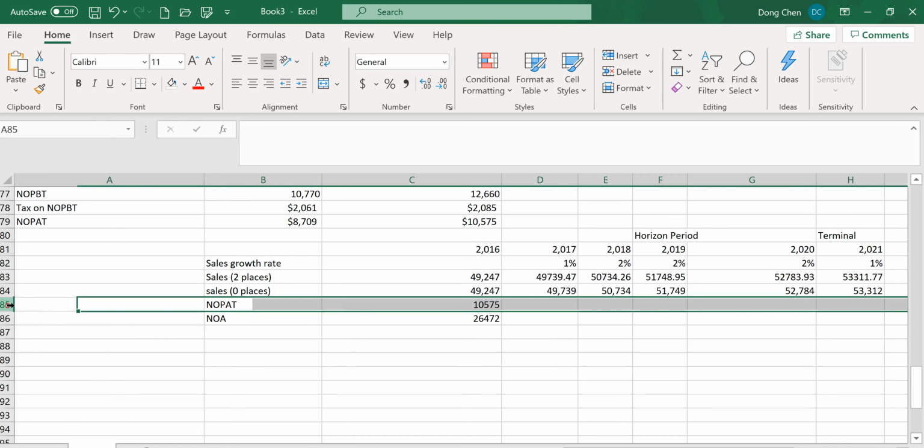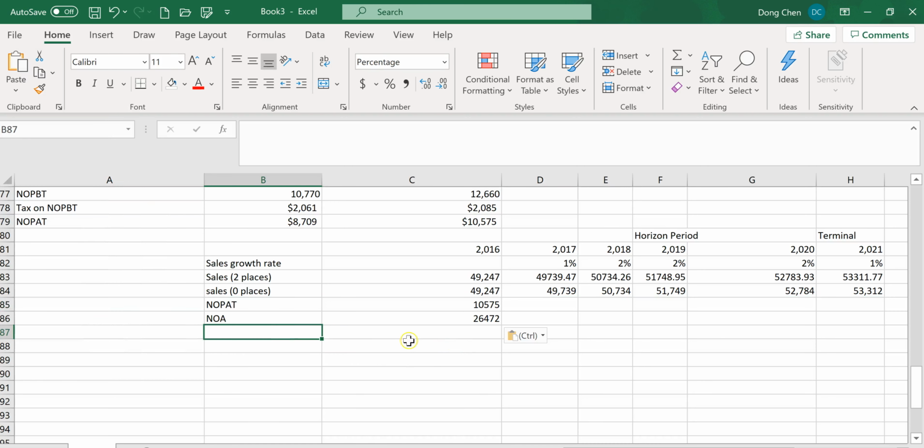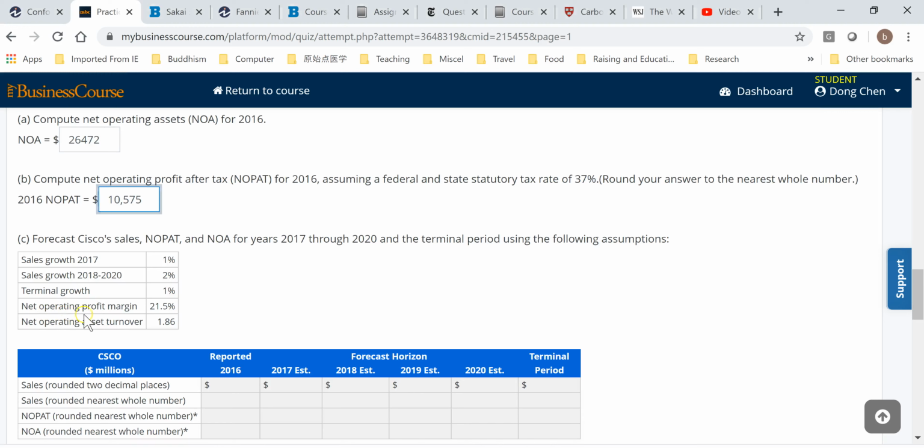So, in order to calculate the future years' NOPAT and NOA, I also need the information about NOPM and NOAT, right? NOPM is net operating profit margin, and NOAT is the net operating asset turnover. So net operating profit margin is defined as NOPAT divided by sales, and net operating asset turnover is sales divided by NOA, right? So we just copy the number.